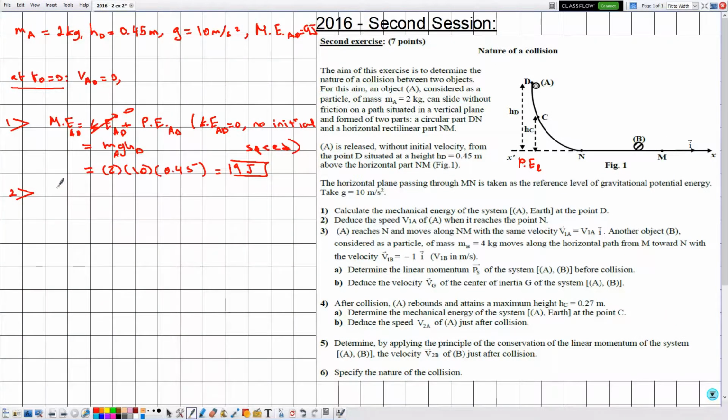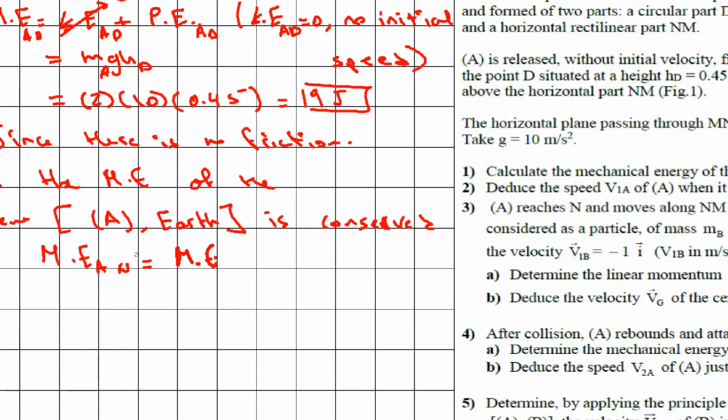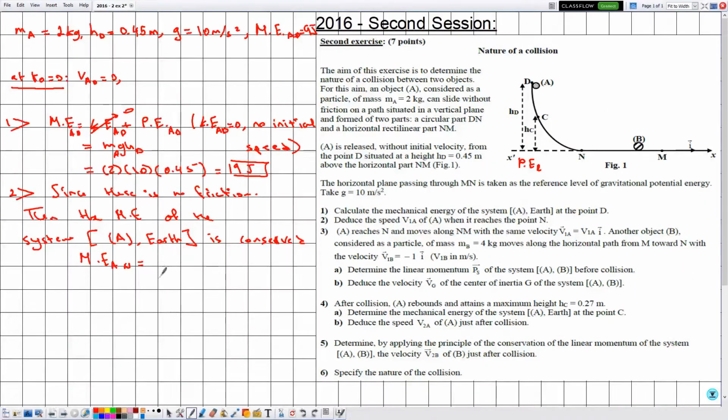So let me say, since there is no friction, then the mechanical energy of the system, and we are talking about the system which is given by A Earth. So here it's important that we mention the system we are working with is conserved. So the mechanical energy of A at the point D is equal to the mechanical energy of A at the point N. So let me say that the mechanical energy of A at the point N is equal to the mechanical energy of A at the point D, but we have calculated this and it's given by 9, so here let me write 9.